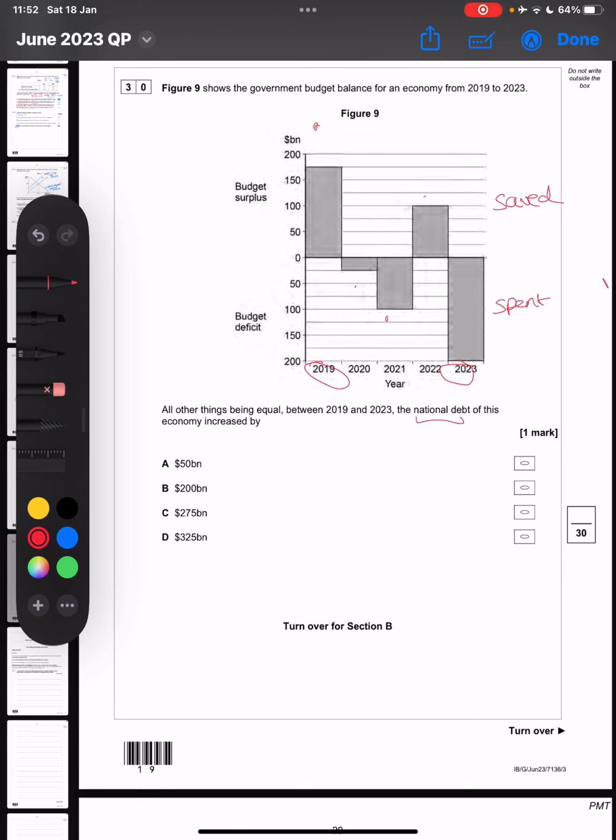So overall, you saved 175 plus 100. You saved 275. And then you spent, what is it, 25, 100, 200. You overspent 325. So the national debt in the economy, the difference is 50 billion.